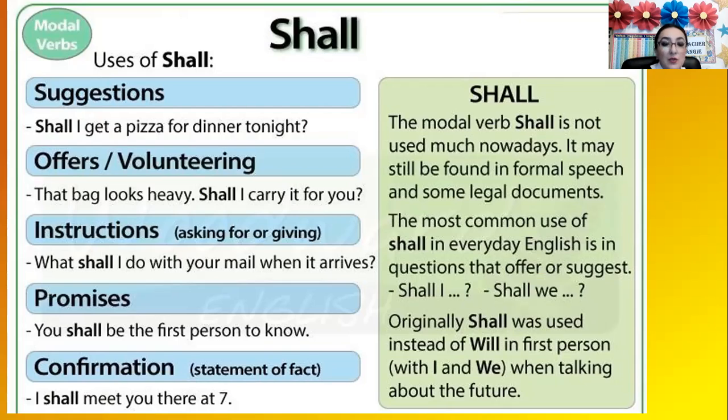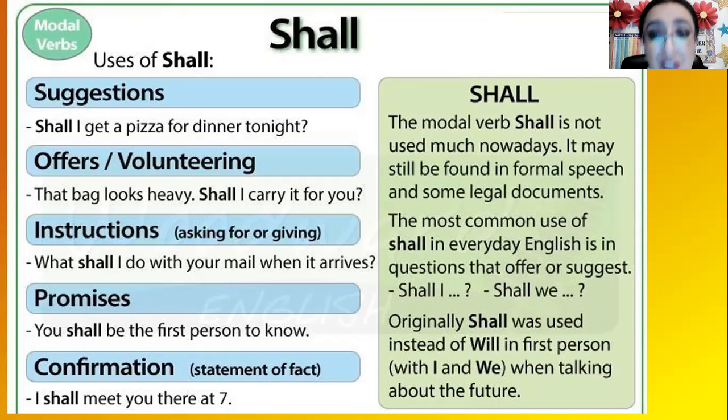And also, when you want to talk about confirmations, statements of fact, you are going to be using shall. I shall meet you there at 7. You are confirming that you are going to be doing that. Shall I get a pizza for dinner tonight? ¿Tendría una pizza por ahí en la noche? Offers of volunteers, the bag looks heavy. Shall I carry it for you? Debería cargarlo por ti. That is shall. Debería. No, pero para todas estas cuestiones en específico.